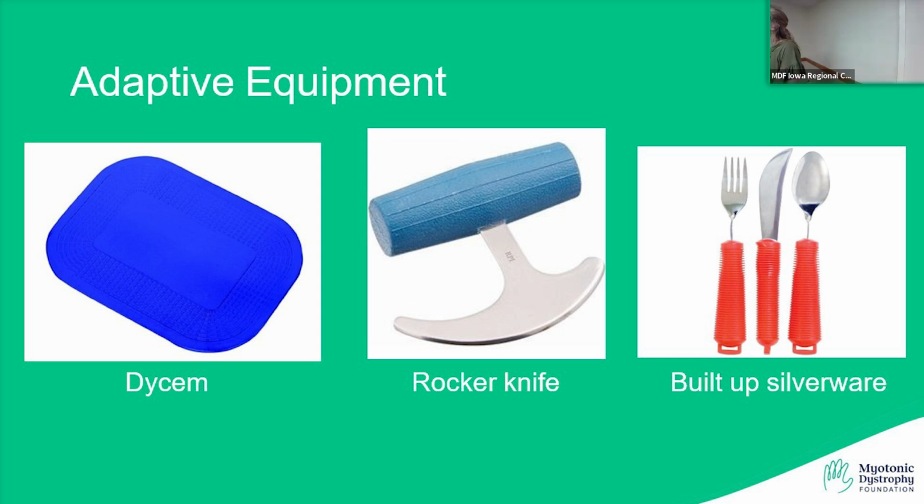I typically tell people to start with lightweight, built-up silverware, so just plastic. However, there has been some research that people prefer the weighted. I always recommend start with lightweight, see if that grip helps before you try the weighted, just because that's a little bit of extra effort when you have the weight there. On the next slide, there's just a couple more.